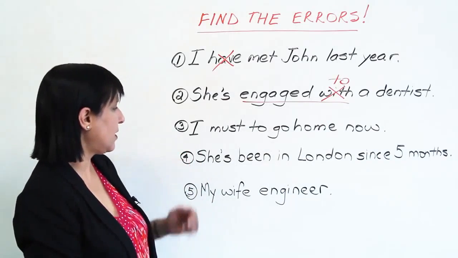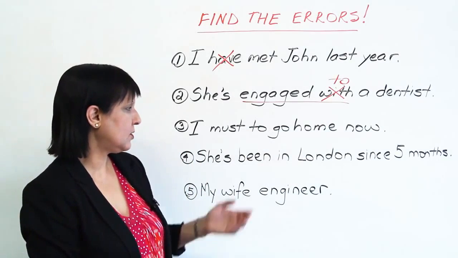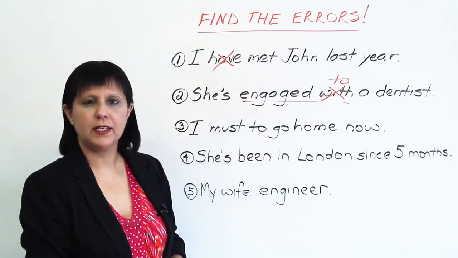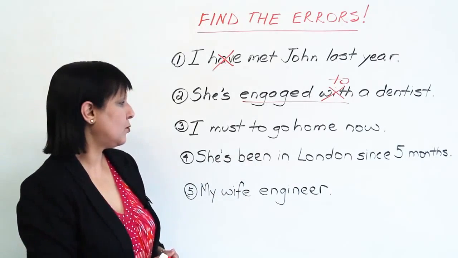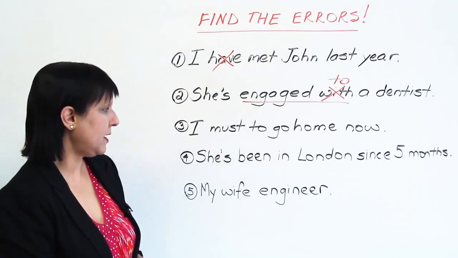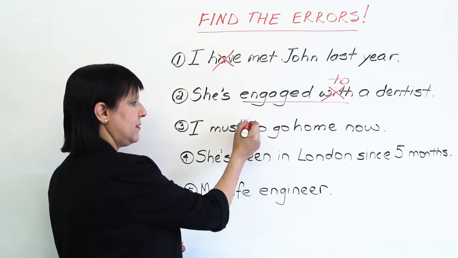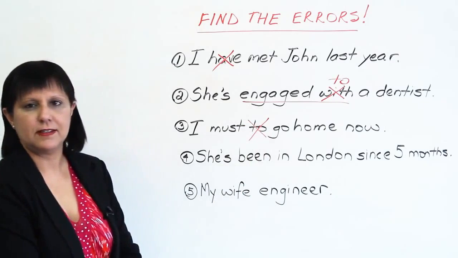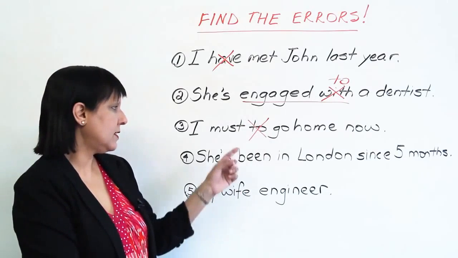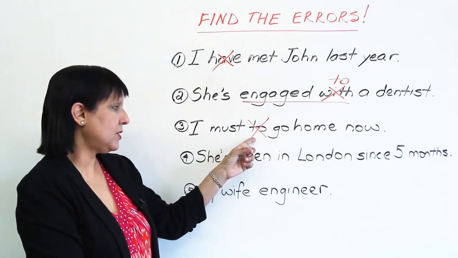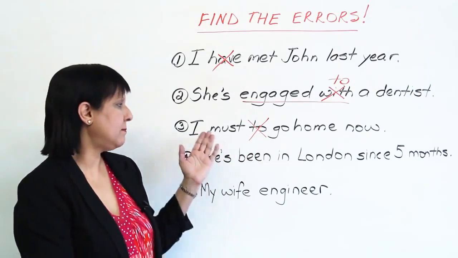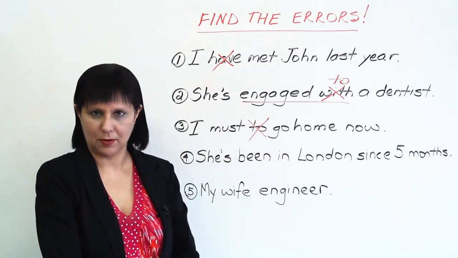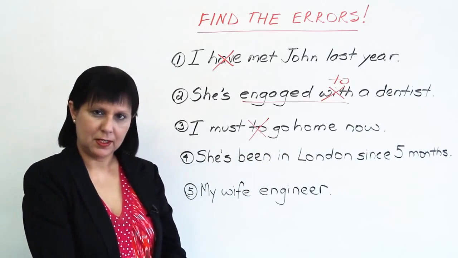Alright. Next one. I must to go home now. Alright? What's wrong there? Okay. So here is the error. The error is the fact that we don't need to say I must to go, but just I must go home now. I must go home now.